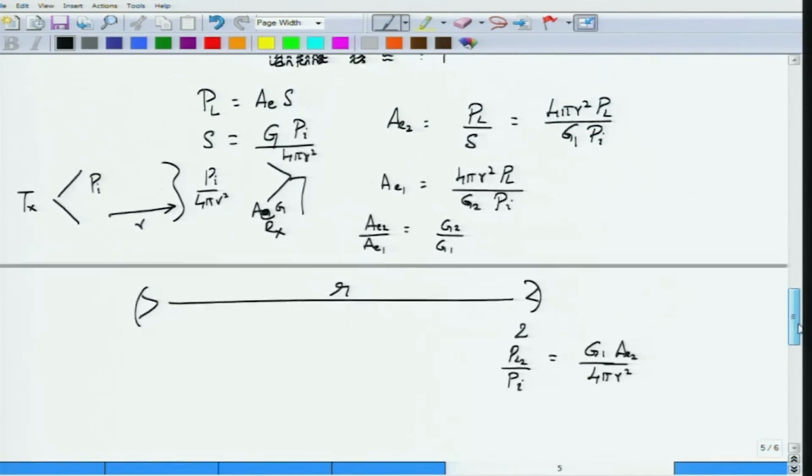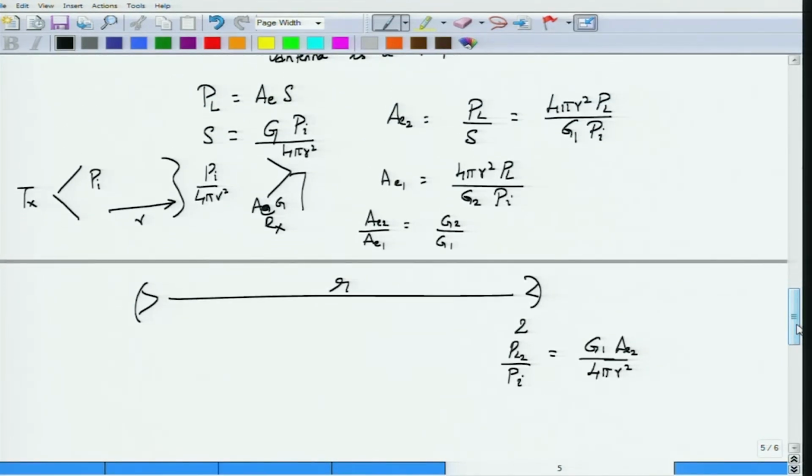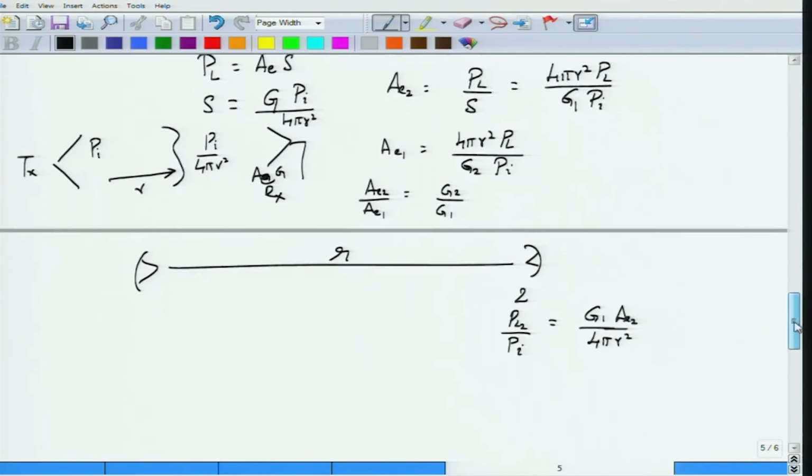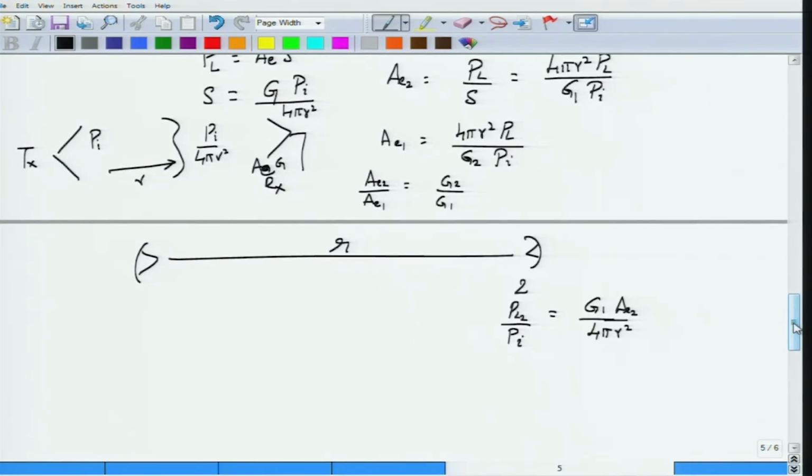So, go back to the earlier expression for AE2 and then rearrange it in such a way that the power dissipated in the second antenna is given by G1, the gain of the first one, divided by 4 pi r square, into AE2. Now, because the antenna is essentially acting as a reciprocal device, we can show that power absorbed by the first antenna would be equal to the power density that is being produced by the second antenna times that G1 divided by lambda square by 4 pi.